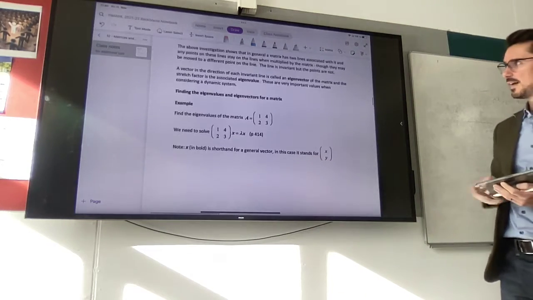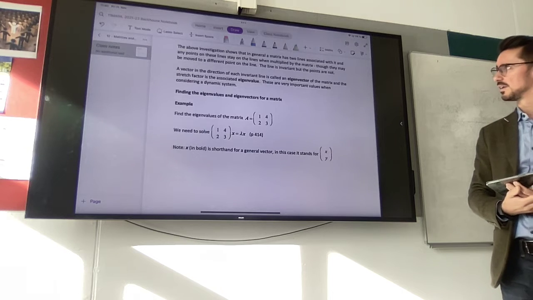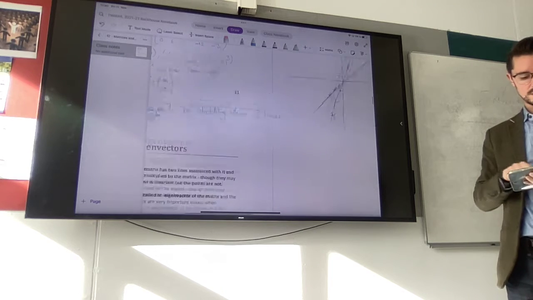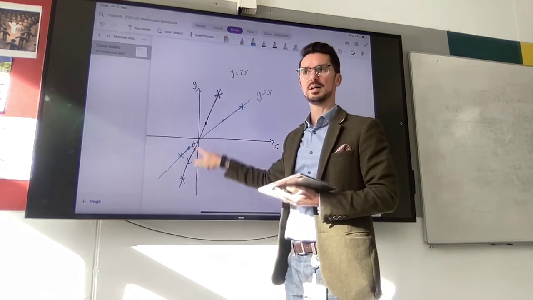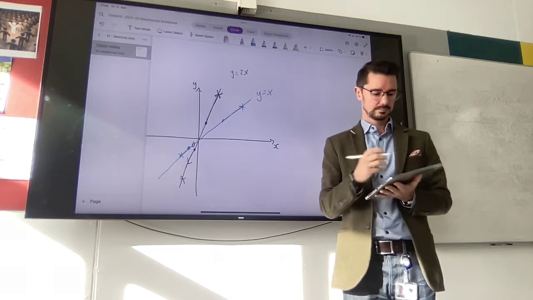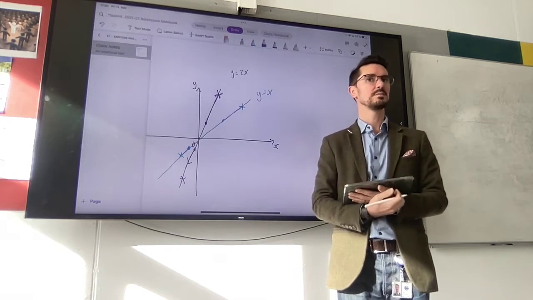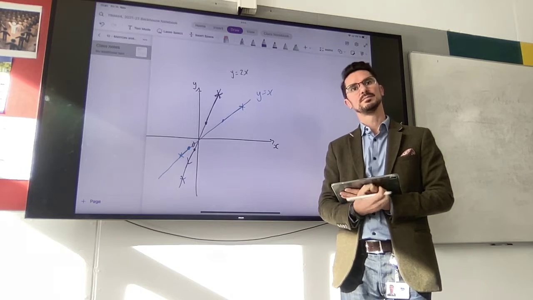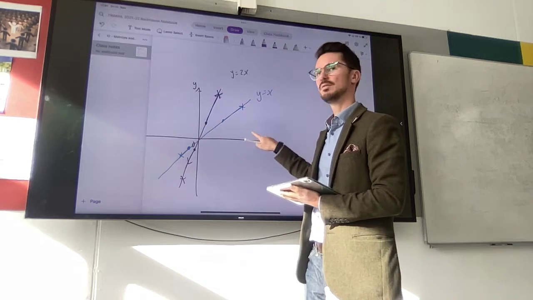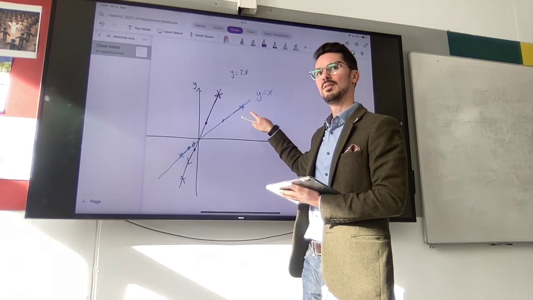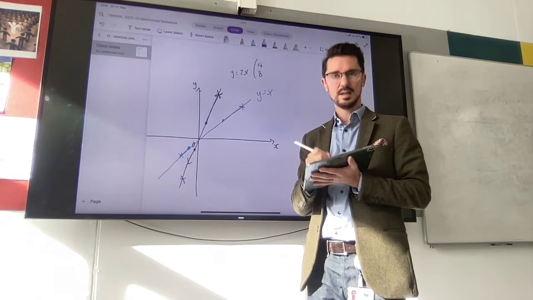So a vector in the direction of each invariant line is called an eigenvector of the matrix. So what would be a vector in the direction of this purple line? Give me a vector that passes along that purple line or moves in the same direction. 8, 4. 8 to the right and 4 up? No, the other way. 4, 8. Yep, 4, 8 would be a vector that moves in the direction of that line.